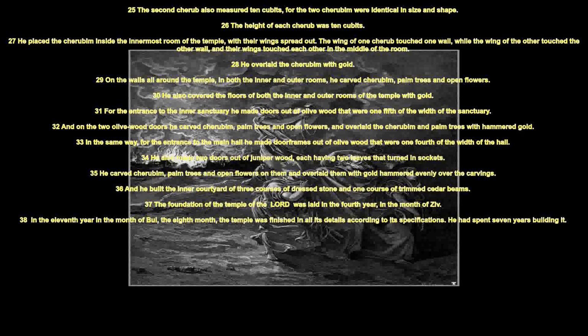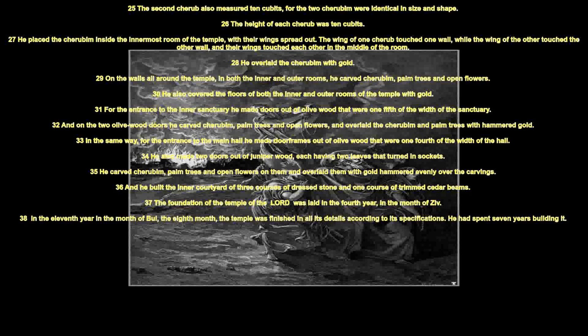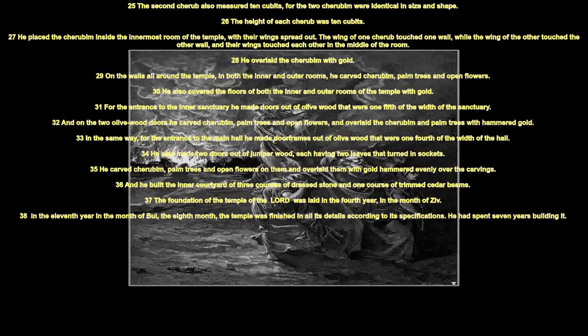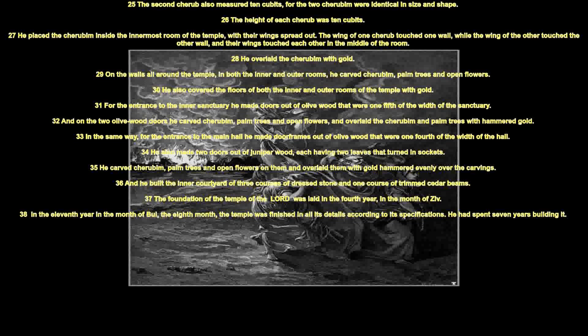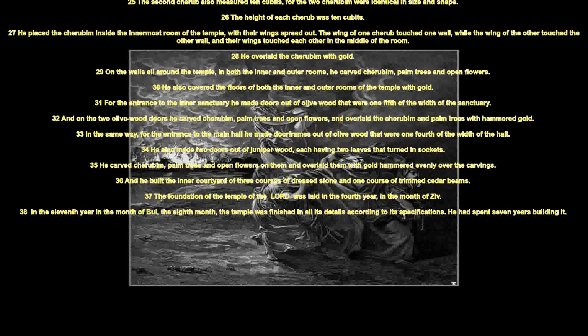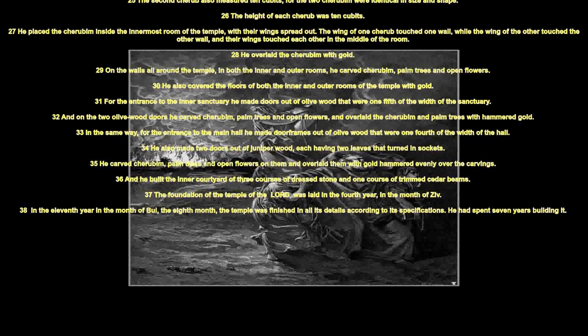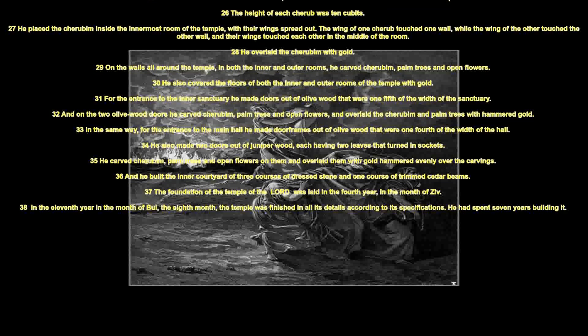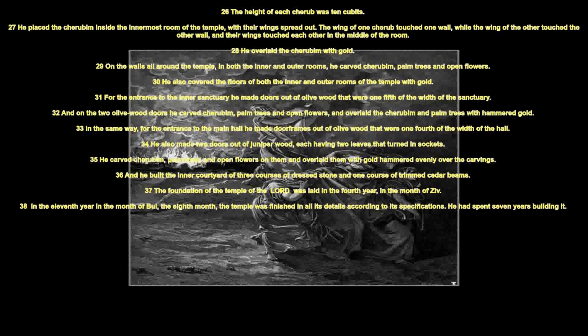Verse 32. And on the two olive wood doors he carved cherubim, palm trees and open flowers, and overlaid the cherubim and palm trees with hammered gold. Verse 33. In the same way, for the entrance to the main hall he made doorframes out of olive wood that were 1/4 of the width of the hall.